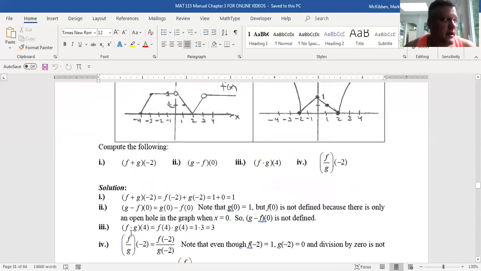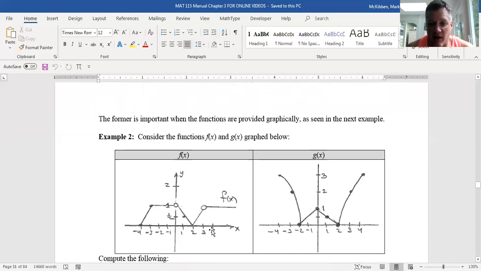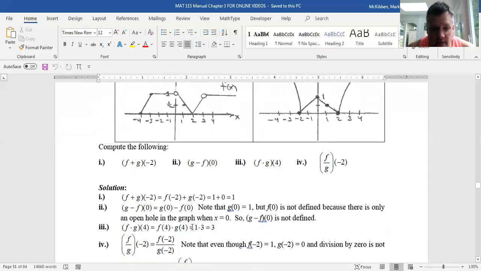If I want to multiply f times g of 4, I want f of 4 times g of 4. But f of 4 is the y value on the graph at 4, that's 1. g of 4 is the y value on the graph at 4, which is 3. And so I get 1 times 3, which turns out to be 3.